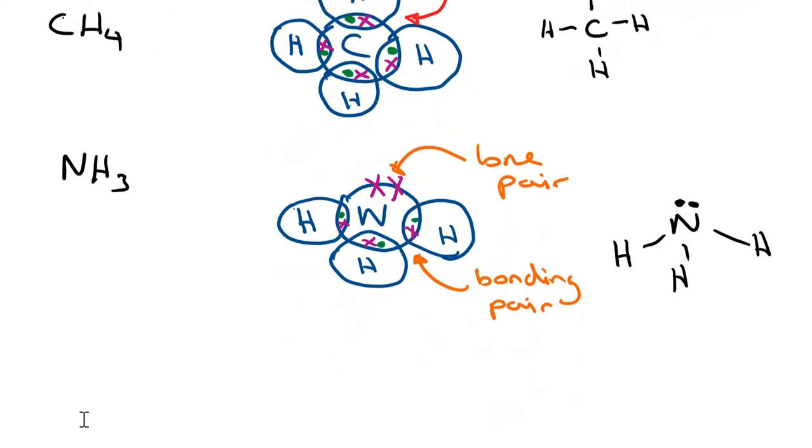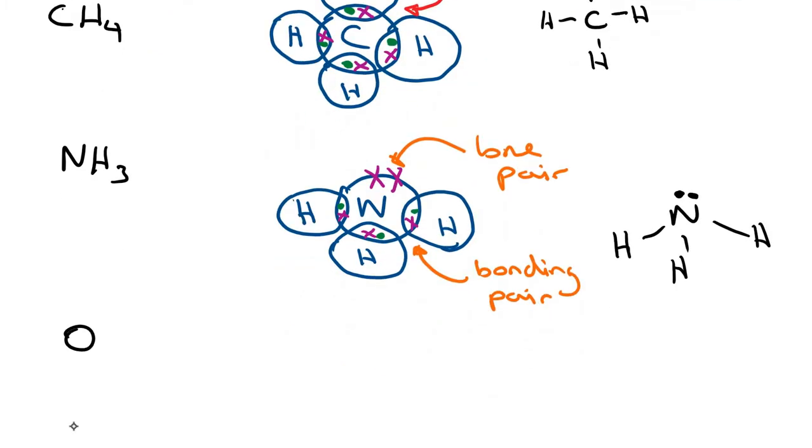The last one we'll look at is just water. So we'll look at oxygen. Oxygen has 6 electrons on its outer shell. Again, it's not going to form 6 covalent bonds because that will give it a total of 12 electrons on its outer shell. What it does is it just forms 2 bonds. We know that this is water.